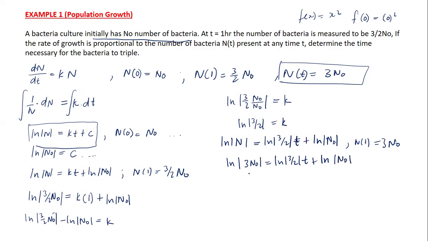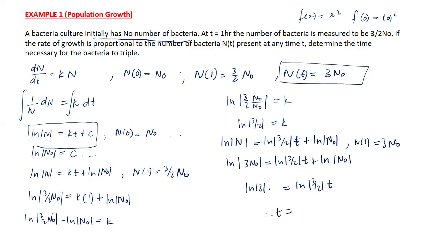Therefore, take this to the other side. We're going to have ln of 3. When we take this, we group it with that, just like how I showed you over there. We're going to have ln of 3 over 2 multiplied by t. And then we divide both sides by ln of 3 over 2. Therefore, our time will be how much?